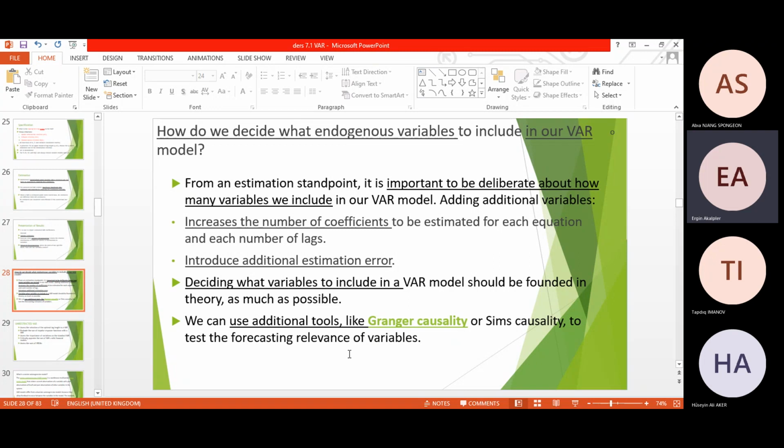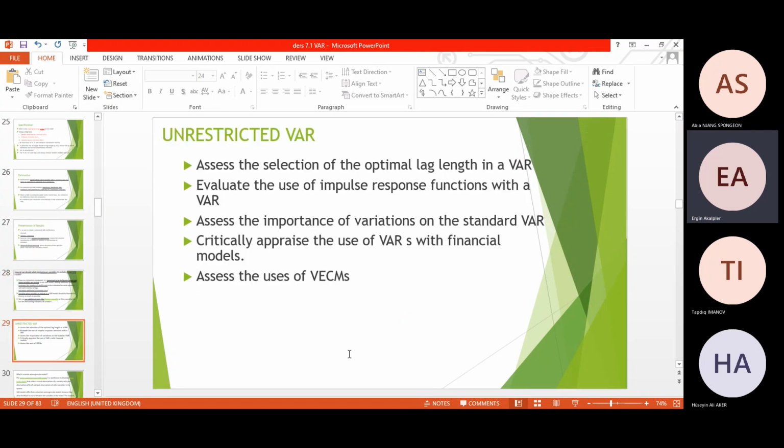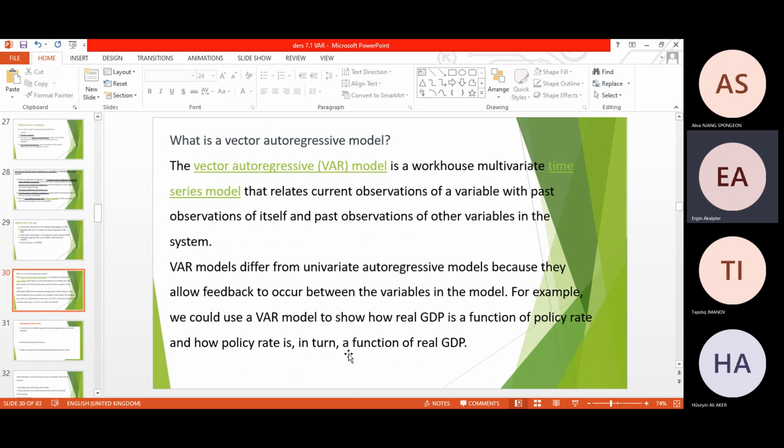Deciding what variables to include in a VAR model should be founded in theory as much as possible. We can use additional tools like Granger causality or Sims causality to test the forecasting relevance of the variables. The unrestricted model, of course, is the assessment of the selection of the optimal lag length in a VAR, evaluating the use of the impulse response function with a VAR, assessing the importance of the variation in the standard VAR, critically appraising the use of the VAR with financial models, and assessing the use of the vector error correction model, which is going to be questioned if it is necessary.